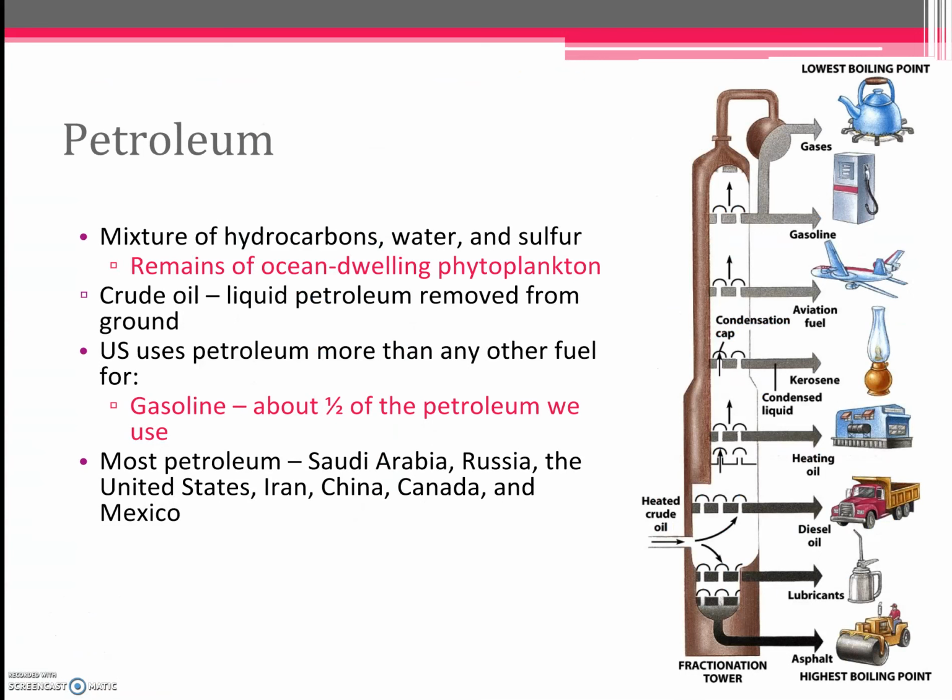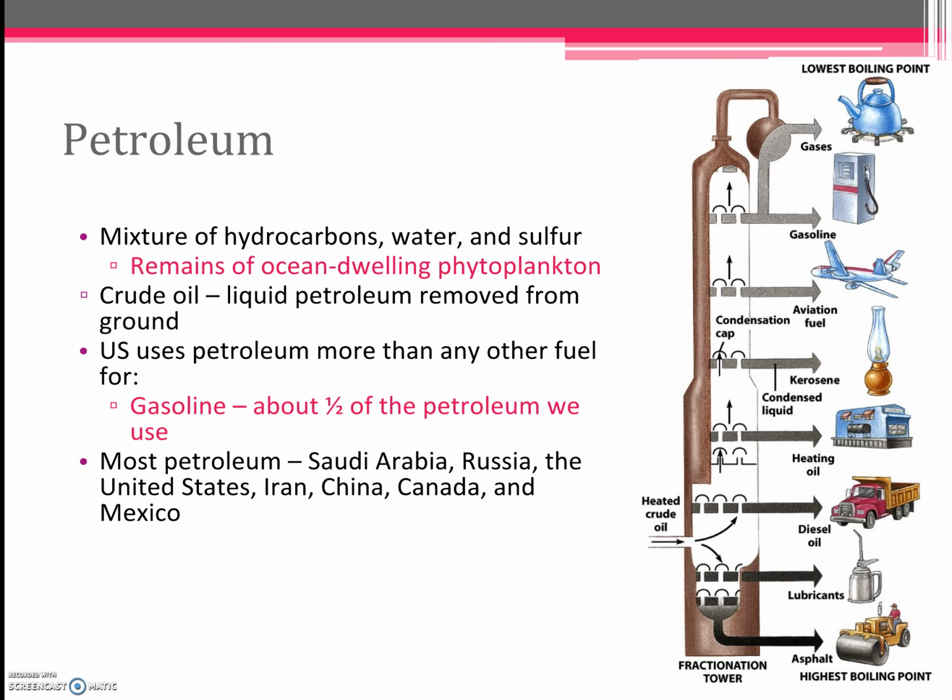Petroleum. So if we're looking at petroleum and we're looking at crude oil, petroleum is a fluid mixture of hydrocarbons, water, and sulfur that occurs in underground deposits. It's formed from the remains of ocean-dwelling phytoplankton that died 50 to 150 million years ago. It also contains natural gas, and a lot of times when you see a well, you'll see that flare at the top, that gas flare, and that's to prevent explosions. They have to burn some of that off as they're harvesting it.